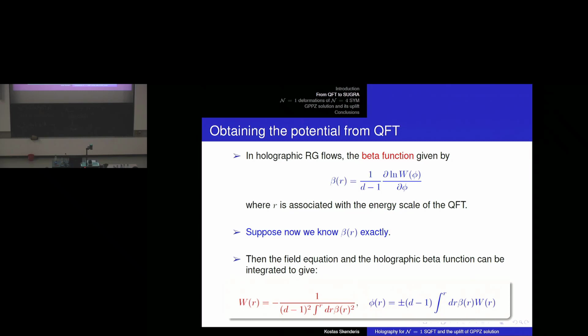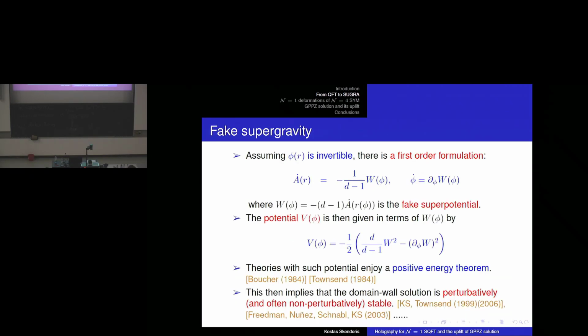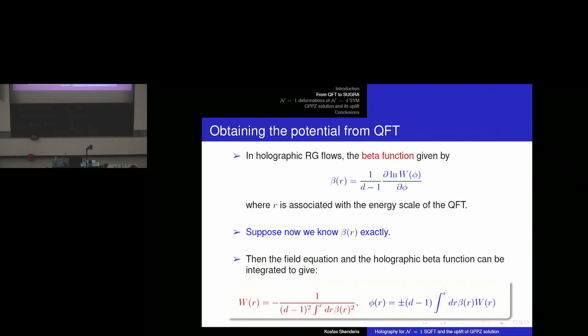Now, this is something that could have been done 20 years ago, and I'm not sure why it wasn't done 20 years ago, but it's a very simple exercise to combine these three equations, these two plus that one, and integrate them exactly. And this is the answer. So you can get the superpotential in terms of the beta function as a function of R, and then you can obtain the value of the scalar field given the beta function alone.